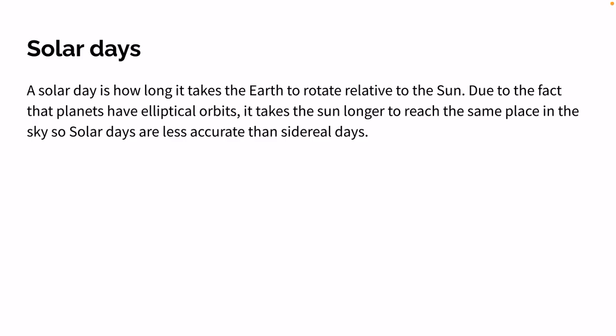And as said, because the planets have elliptical orbits, it could take the sun longer or shorter to reach the same place in the sky than sidereal days, just because of the elliptical orbit. According to this, it's longer. Like I said, I got it from the internet, so it is possible that it is shorter because of the elliptical orbit.